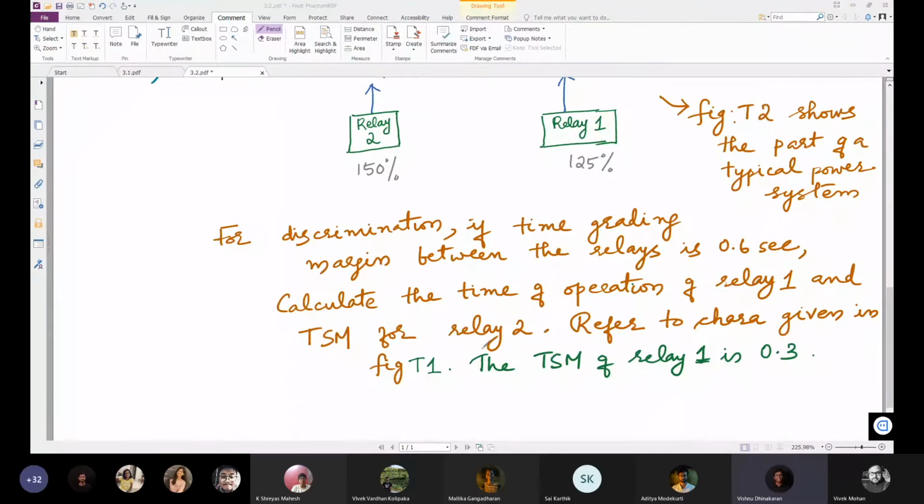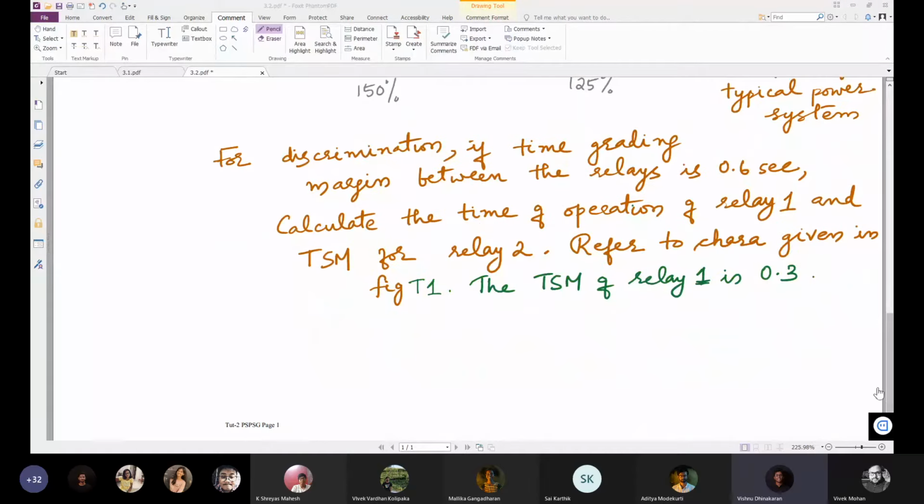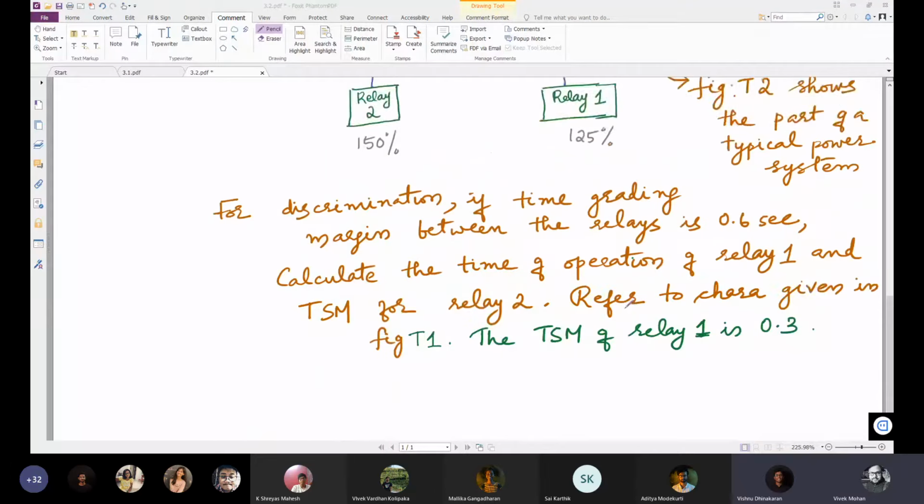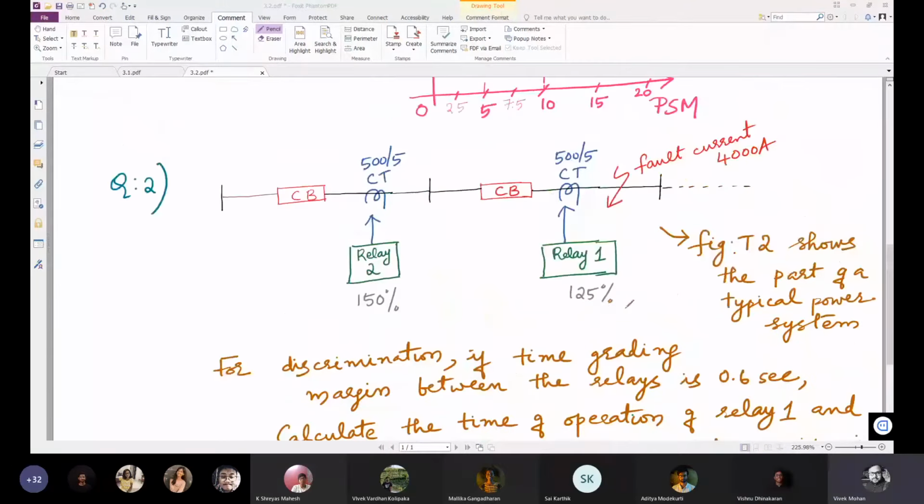Sir, can you scroll up to the T1 diagram, sir, for reference? Yeah, I'll do it.